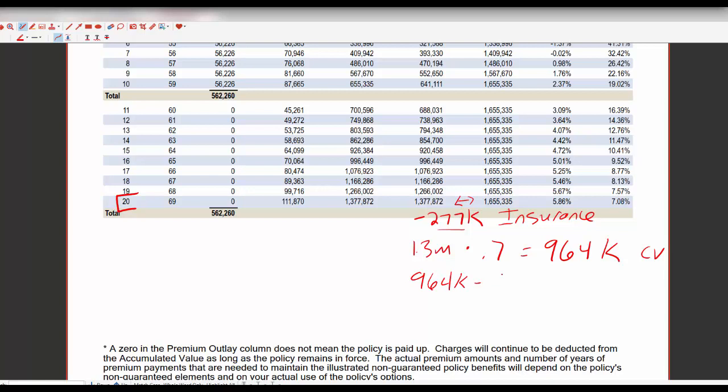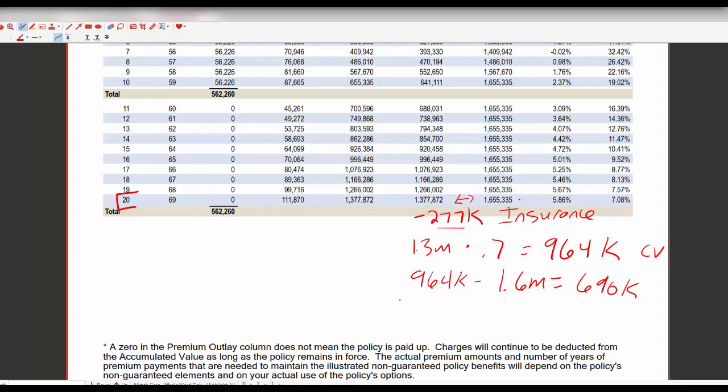$964,000 minus, we're still buying the same 1.6 million. 1.6 million equals around $690,000 as our net amount at risk. Well, $690,000 divided by $277,000 is about 2.5 times. So that means we're paying 2.5 times more in fees in that 1 year because our net amount at risk almost tripled. Now it gets worse.